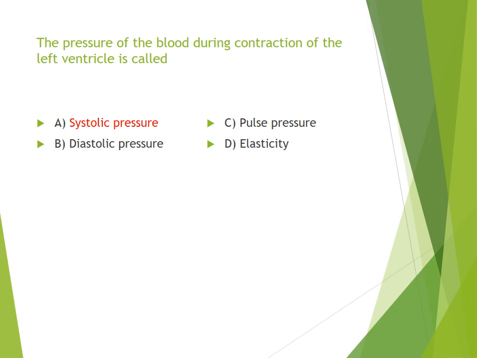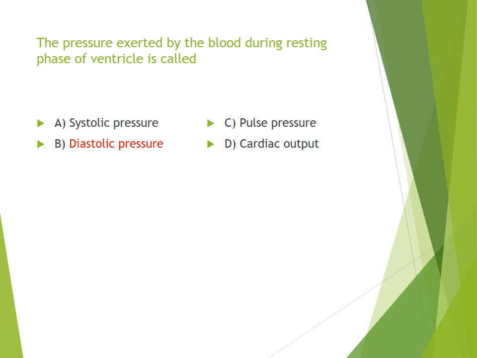Systolic pressure is the pressure exerted by the blood on its blood vessels during systole of the heart or during contraction of the ventricle. Next question. The pressure exerted by the blood during resting phase of ventricle is called A. Systolic pressure, B. Diastolic pressure, C. Pulse pressure, and D. Cardiac output. Right answer is diastolic pressure.